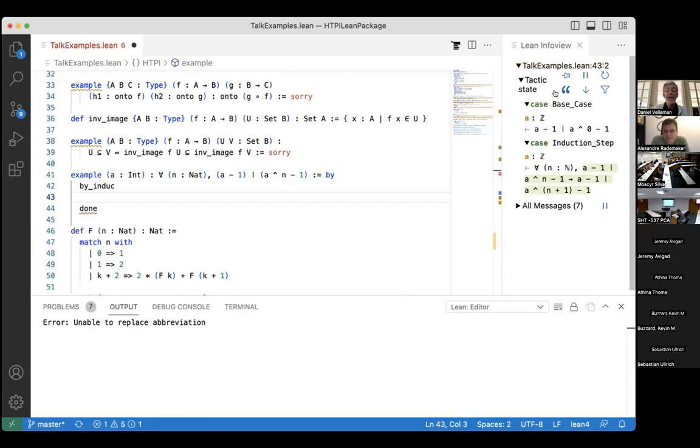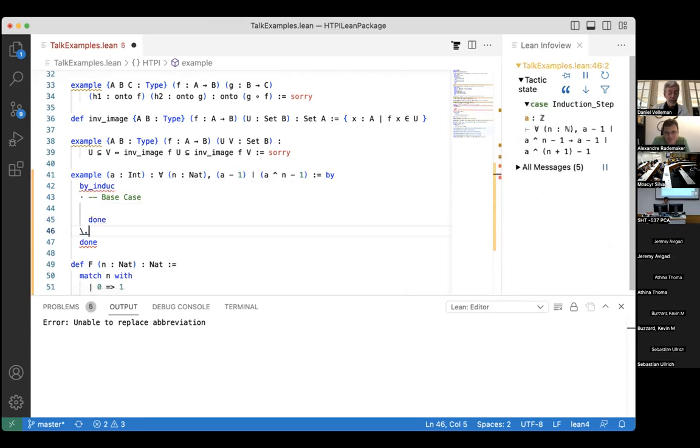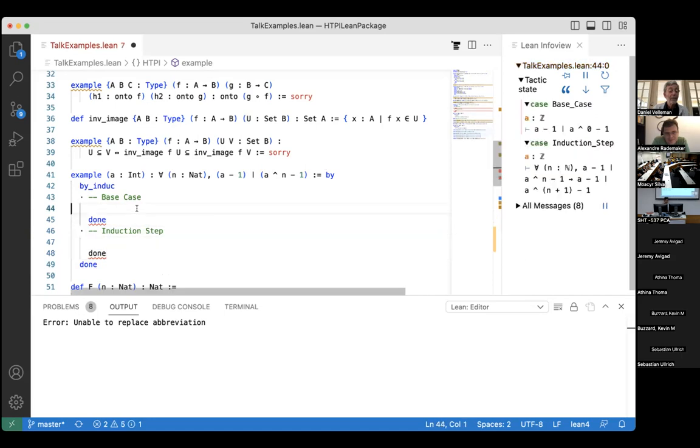And you see over here in the tactic state, I now have two goals called base case and induction step. In the base case, I have to prove it when n is 0. And in the induction step, I have to prove for all n, if it's true for n, then it's true for n plus 1, exactly the way one would typically do induction in a math class. And again, since there are two goals, I'm going to label them base case, and I'll have a done for the base case, and induction step. You probably noticed already in the previous case, when I have subsidiary proofs like this, I indent them further.